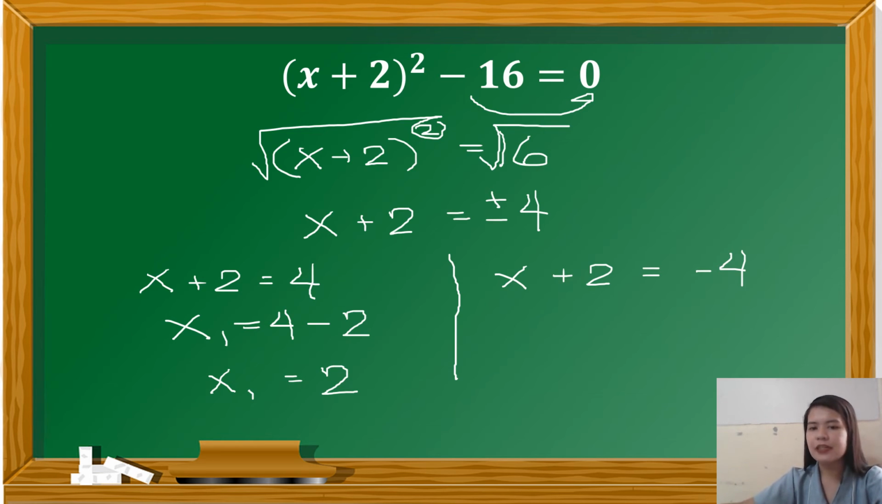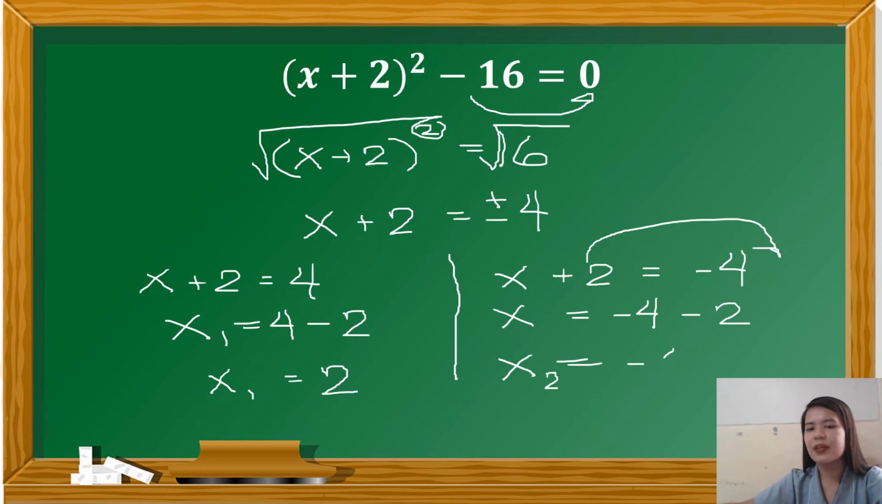For the other side of the equation, we have x is equal to negative 4. This one will be transferred to the other side, which leads us to negative 2. So we have x is equal to negative 4 minus 2. So our second value of x is negative 6. So the values of our x are 2 and negative 6.